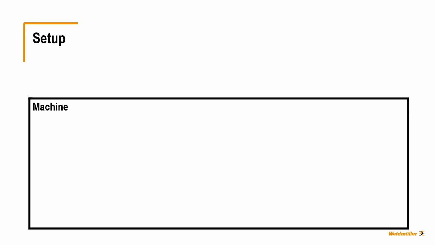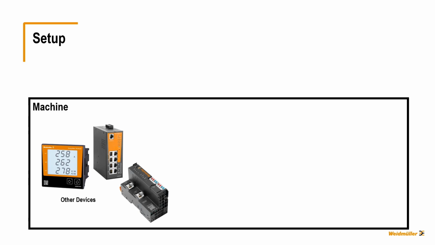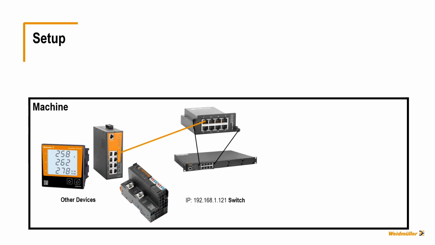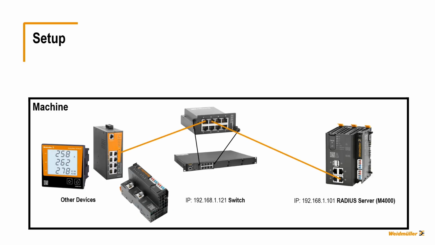In our example setup, we want to demonstrate an isolated machine. This machine also contains other devices that have nothing to do with Redis and are only included here as examples. Then there are our important devices for Redis. The switch is the network access server and the M4000 runs the free Redis server in a Docker container.